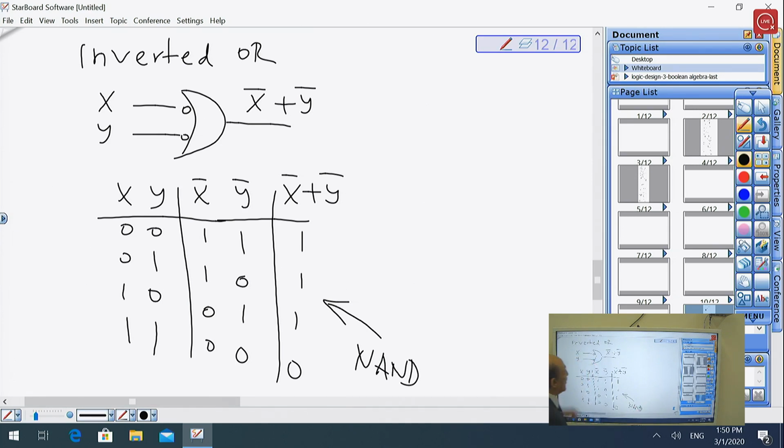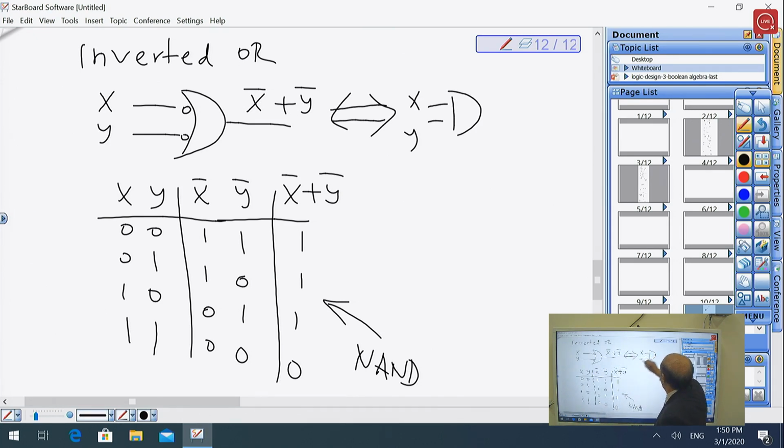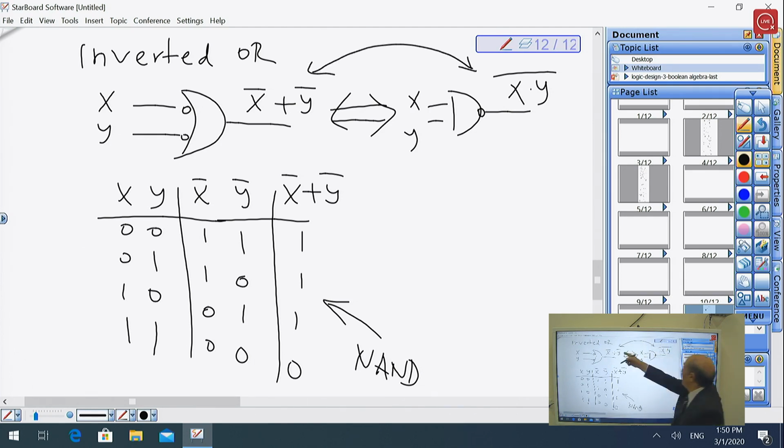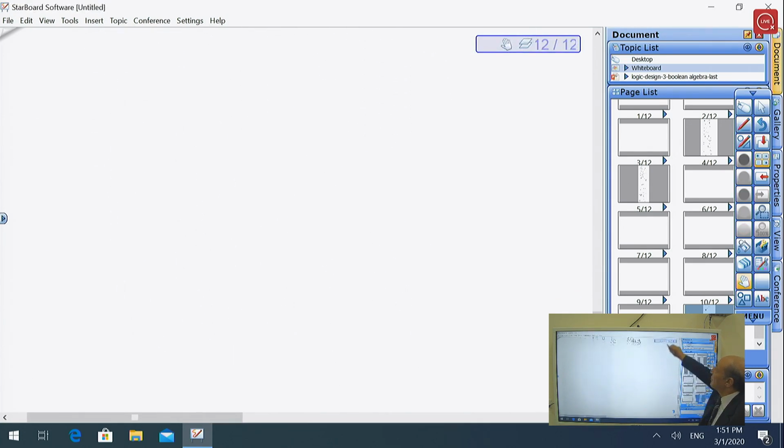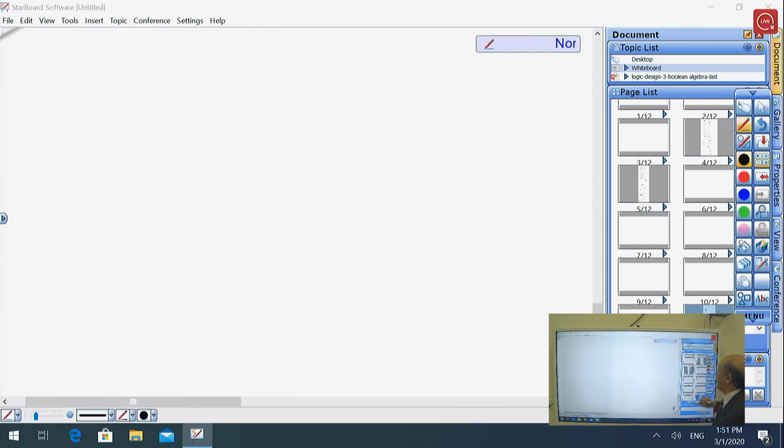So inverted OR and NAND, X, Y, and here we have X and Y or not, are equivalent. And you can see the algebraic form for each of them, they are the same. These are the most commonly used secondary logic gates.